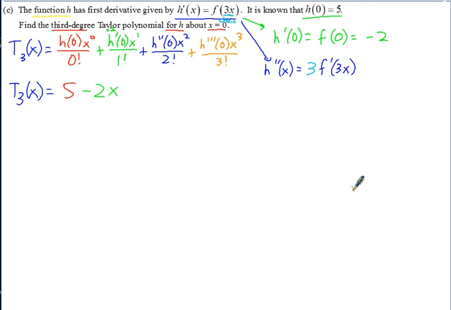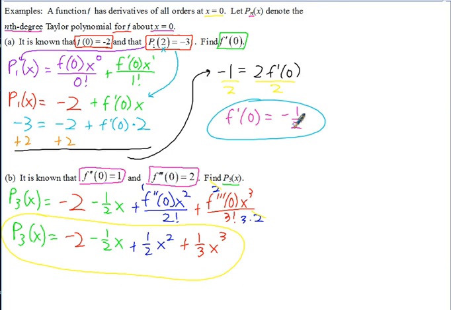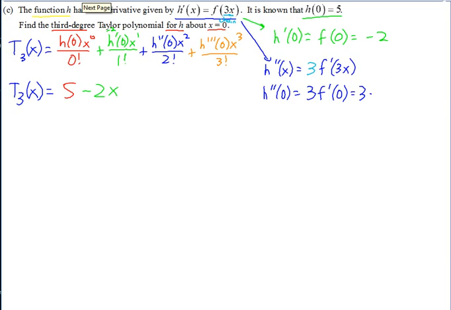And then if we substitute in 0, h double prime of 0 is going to be 3 times f prime of 0 times 3, which is just 0. Now let's see, do we know what f prime of 0 is? I think we do. 3 times f prime of 0, remember we found in part A, was negative 1/2, giving you negative 3/2. So this would be negative 3/2 x squared.